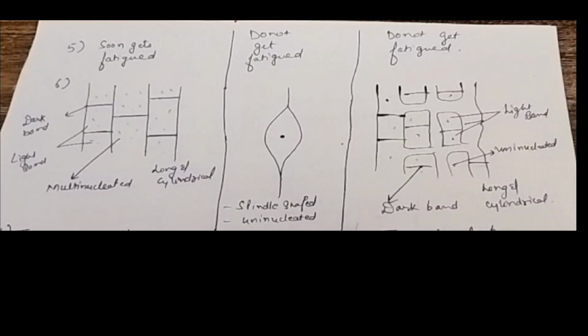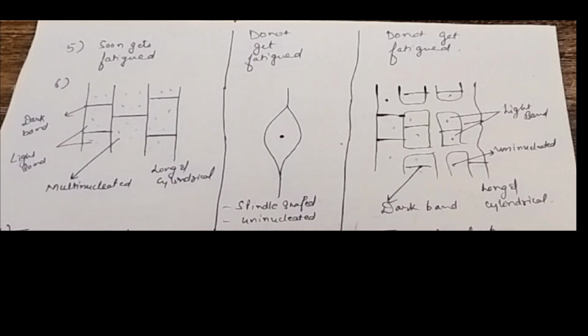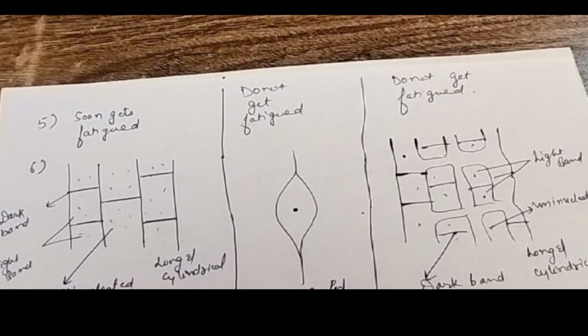In the diagram it is seen that the skeletal muscle is multinucleated, long and cylindrical. The smooth muscle is spindle shaped and uninucleated, and the cardiac muscle is branched, long, cylindrical and uninucleated. The skeletal muscles are striated with light and dark bands. Similarly, cardiac muscles are also striated with light and dark bands, and the smooth muscles are non-striated; they lack light and dark bands.